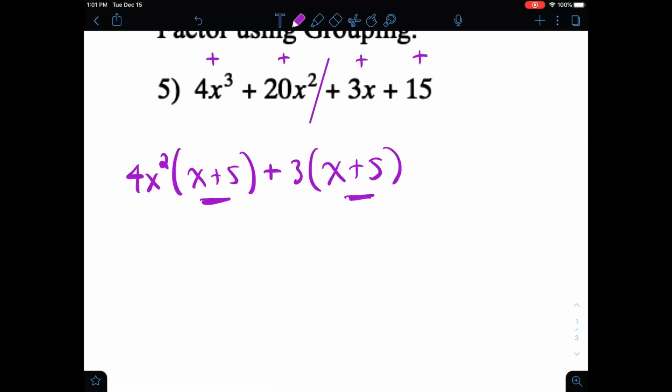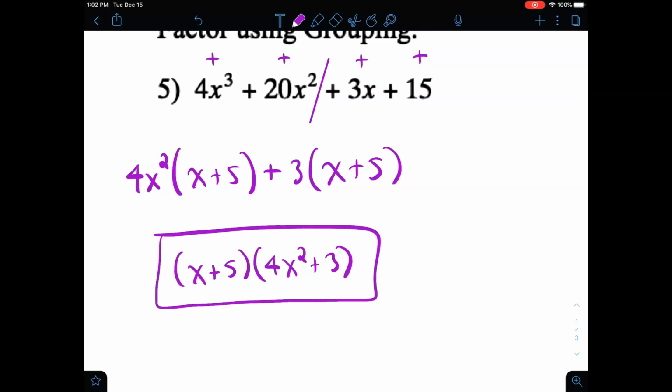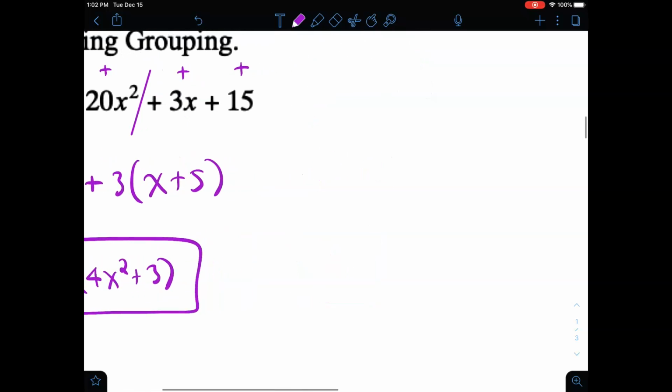We have two x plus 5s in common. So we're going to pull x plus 5 in front, and we're going to do 4x squared plus 3. All right. And that's all you've got to do. If you were to FOIL that, you get back to the original problem.